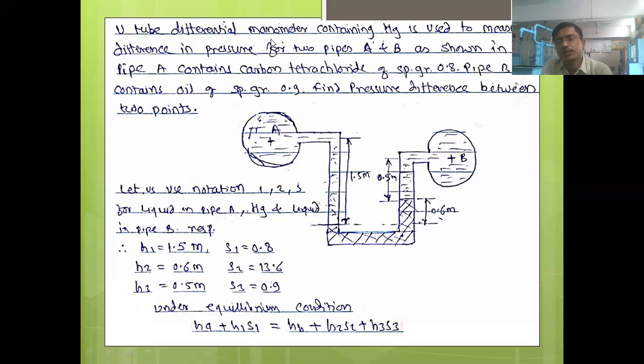So here, first of all, draw this diagram and then use the proper notation. For pipe A you can use the notation 1, for pipe B the notation 2, or you can use suffix A and suffix B, like HA, HB. It will be better to write 1, 2, 3 notation, so it will have uniformity and be somewhat simpler. So notation 1 for pipe A, 2 for the mercury, and 3 for pipe B, right? Accordingly, write down the values of S1, S2, S3, and H1, H2, H3.